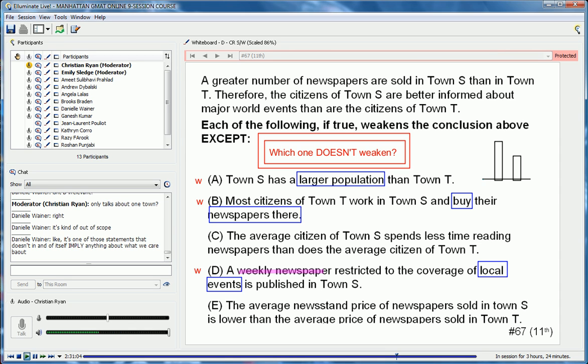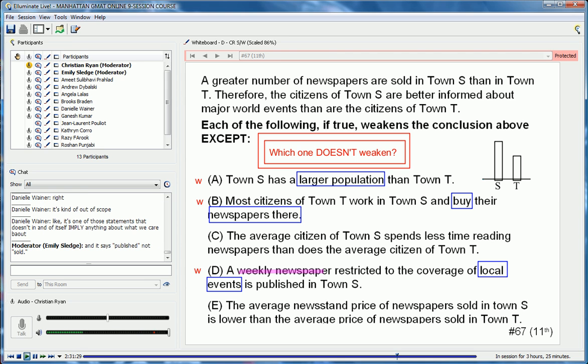Yep, I had someone go to the mat in one of my classes on D. She was arguing that because this answer choice only talks about Town S, how could it have anything to do with a comparison between Town S and Town T? One way to see it is to put the newspaper sales on a graph.